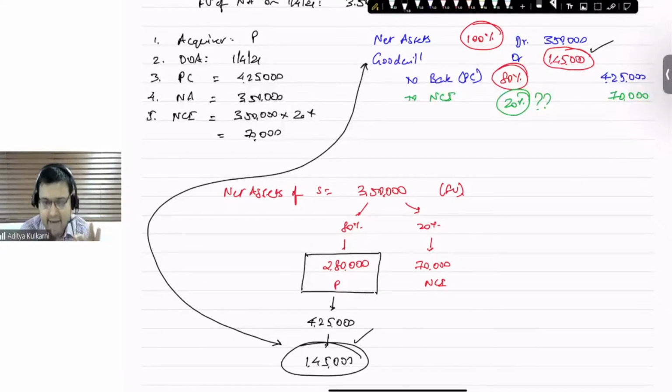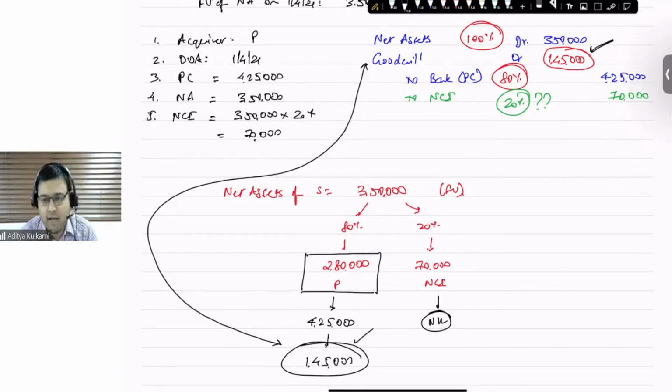So now look at the words which I'm now using. Can I now say that 1,45,000 of goodwill is attributable only to the parent? Nothing is attributable to NCI. Sir, what did you say? Say it again. This 1,45,000 goodwill, it is attributable only to the parent.